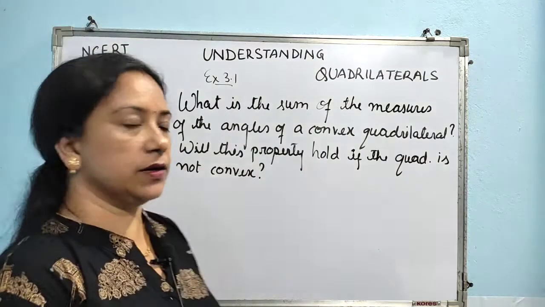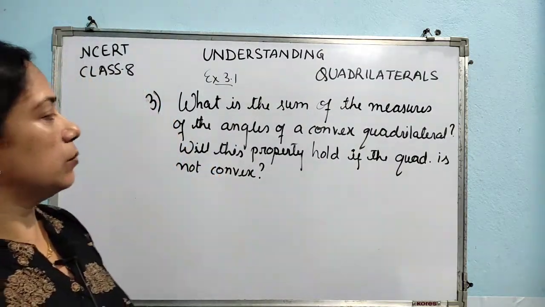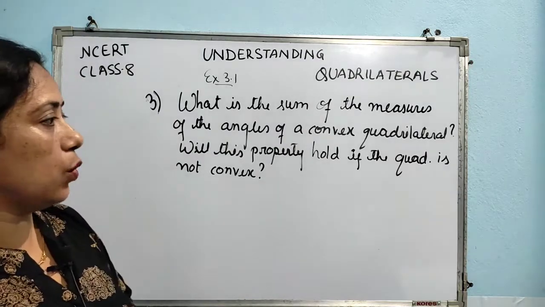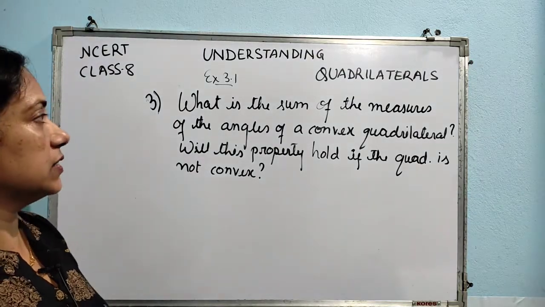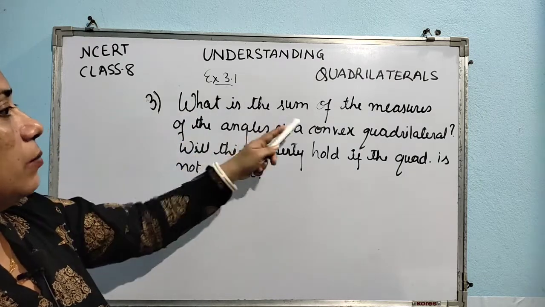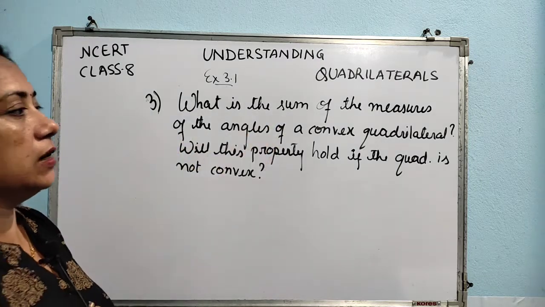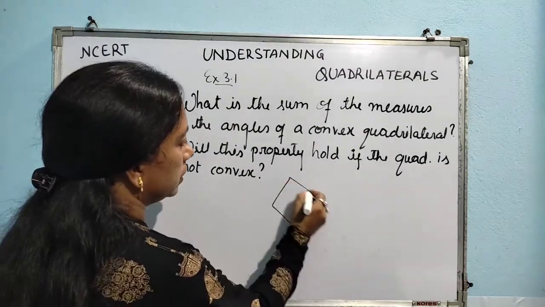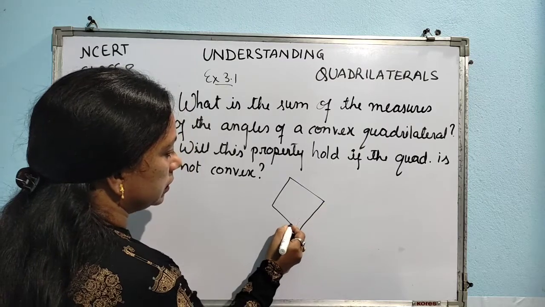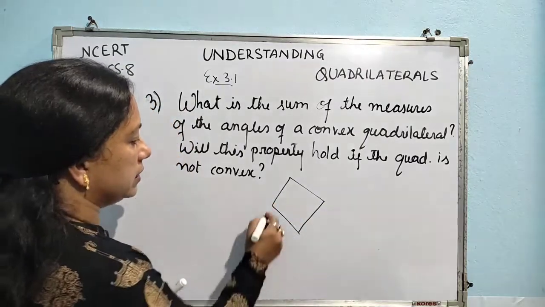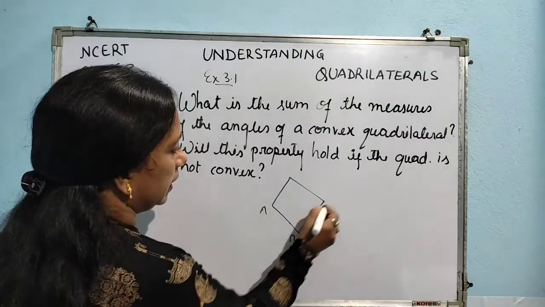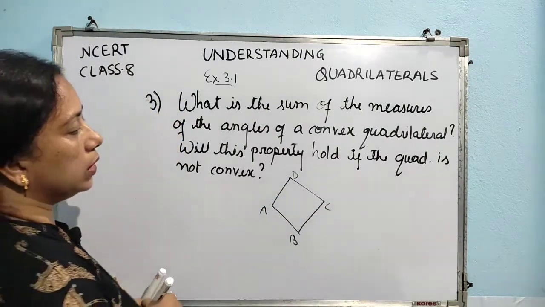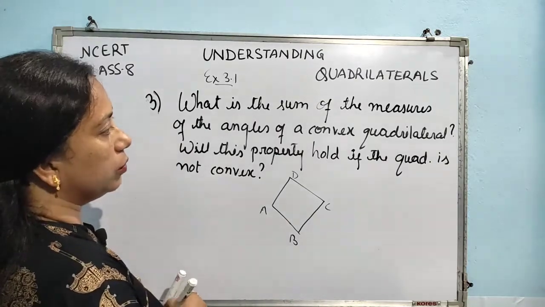So students, here is the third question. What is the sum of the measures of the angles of a convex quadrilateral? Will this property hold if the quadrilateral is not convex? Now, the sum of the measures of the angles of a convex quadrilateral, just as we have learned from the angle sum property: suppose this is a convex quadrilateral ABCD. In this case the sum of all the angles will always be equal to 360 degrees.